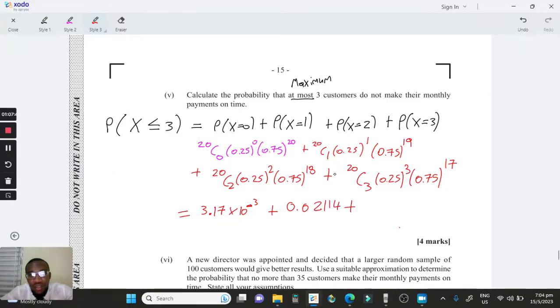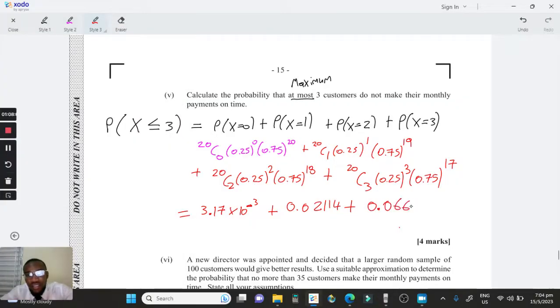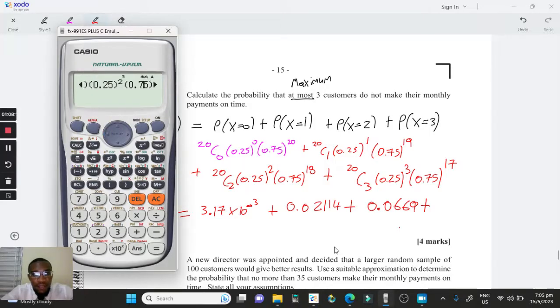Plus this one now, changing it to 2, that's now 0.0669, 0.0669 plus, changing it to 3, sorry, not 4, 317. Ooh, this is 0.1339.